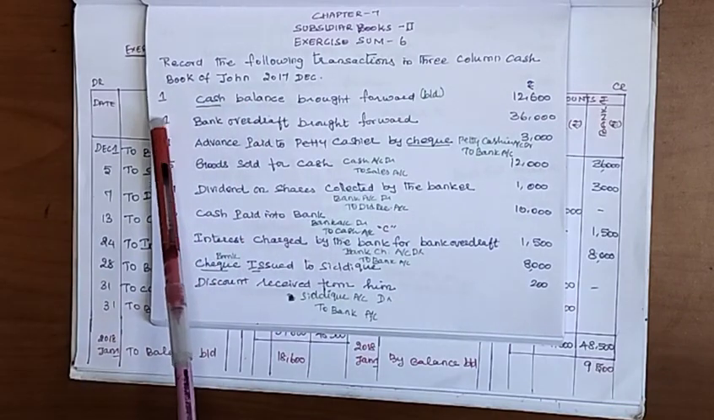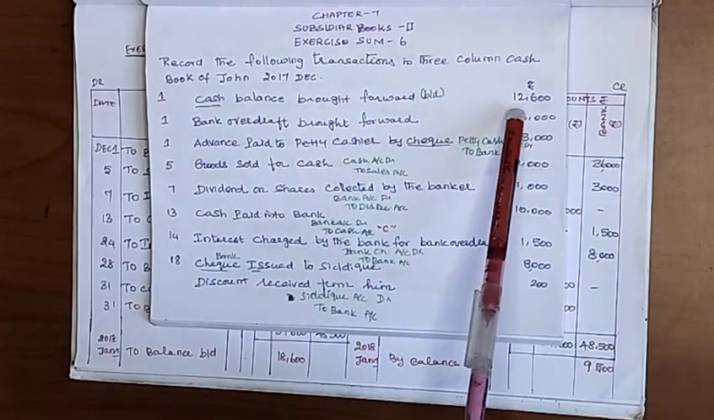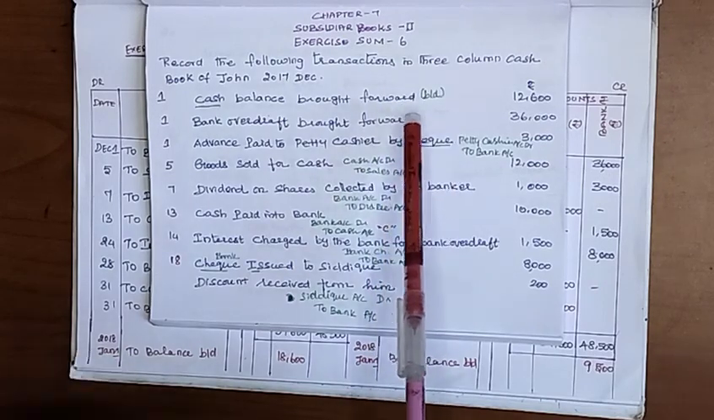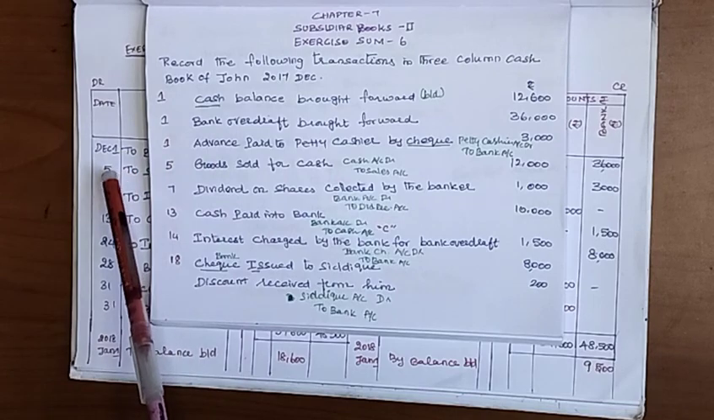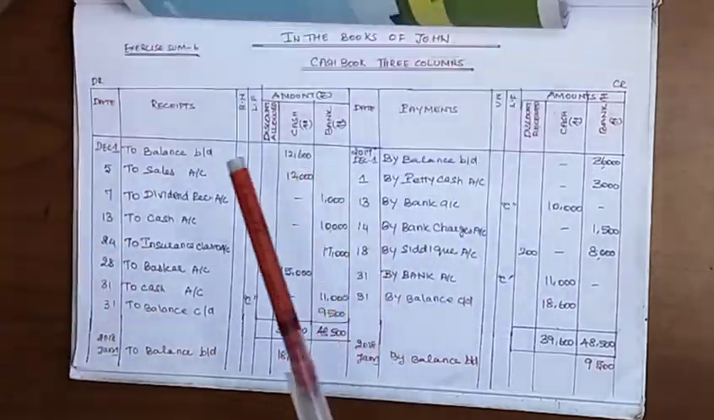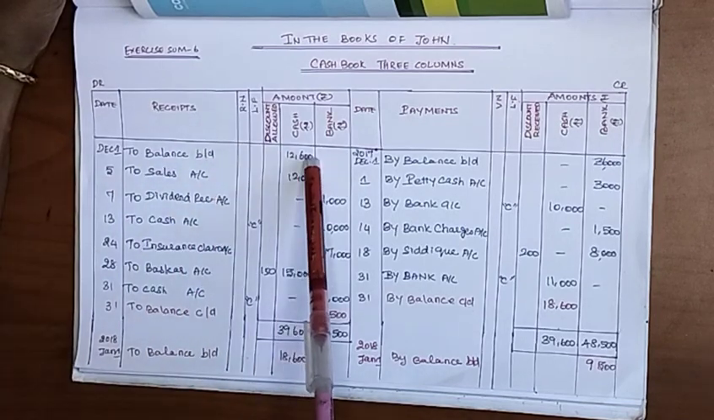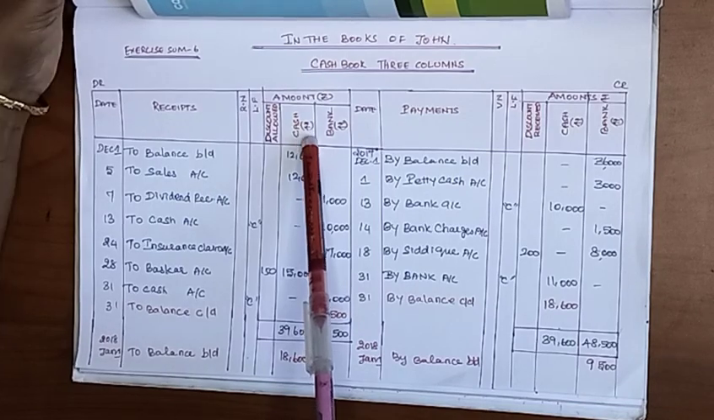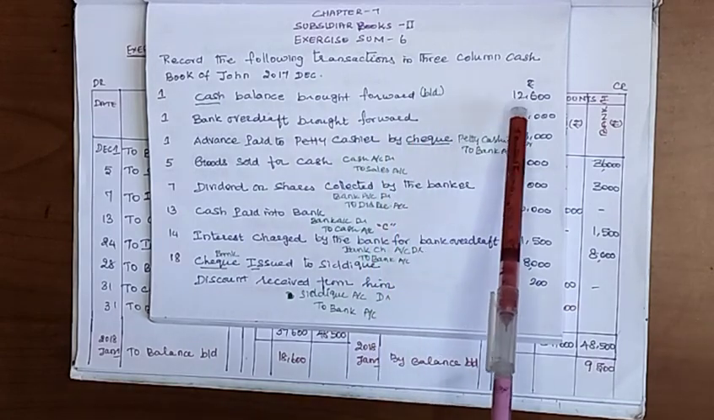The first transaction is December 1, 2017, cash balance brought forward 12,600. This is the opening balance of the cash book, so the opening balance of the cash book will always be entered on the debit side. Dated December 1, to balance brought down, 12,600 rupees have to be entered in the cash column, debtor side. This is the opening balance of the cash book.